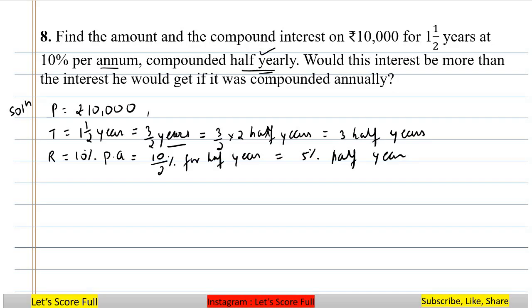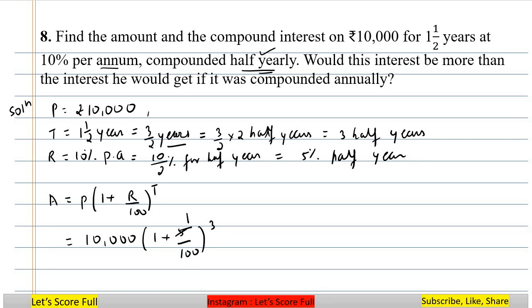So they ask for the amount also. The formula for the amount is principal times (1 plus r by 100) raised to the time period. Here the principal is rupees 10,000. Rate of interest we will take 5%. In the exam, don't forget to convert that, else you won't get the correct answer. So you have to take 5 upon 100. The time period here we got is 3 half years.